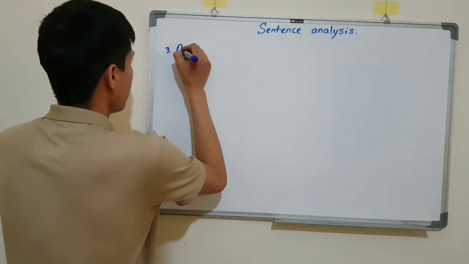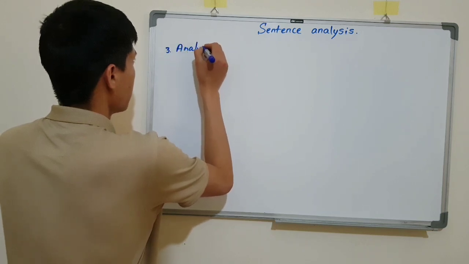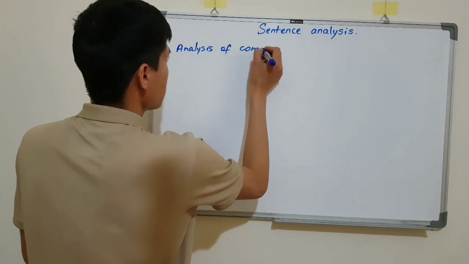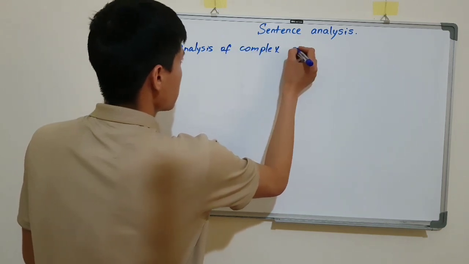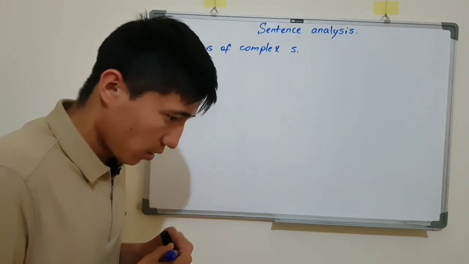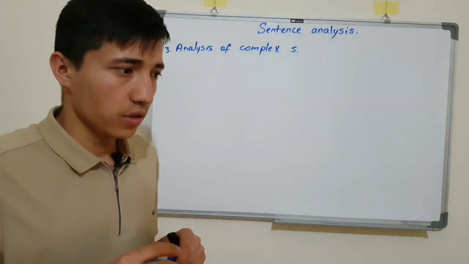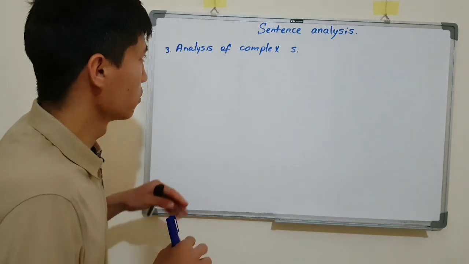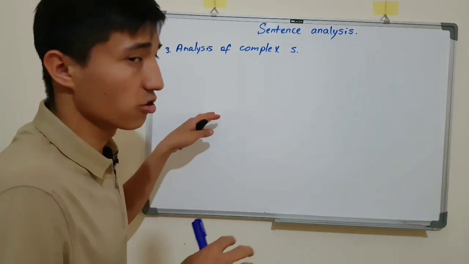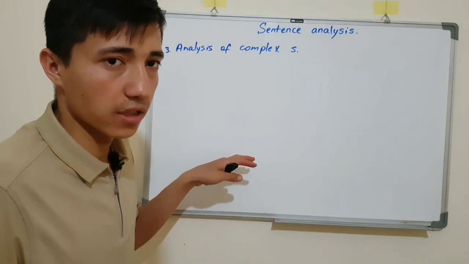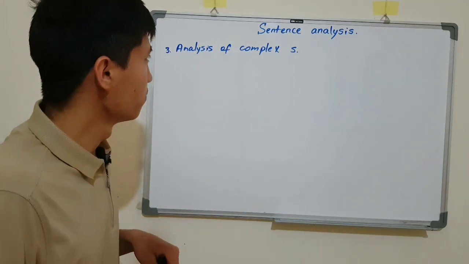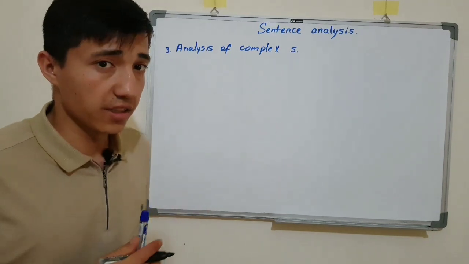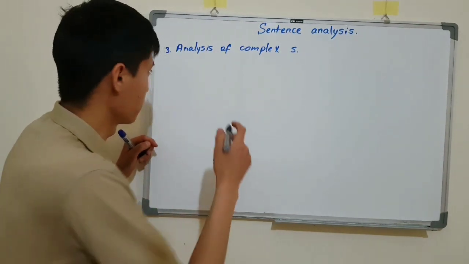And next one is analysis of complex sentence. Third type is analysis of complex sentence. Maybe it's the difficult one, because to understand and to analyze a complex sentence is a bit difficult. Let's look at the example to analyze the complex sentence.